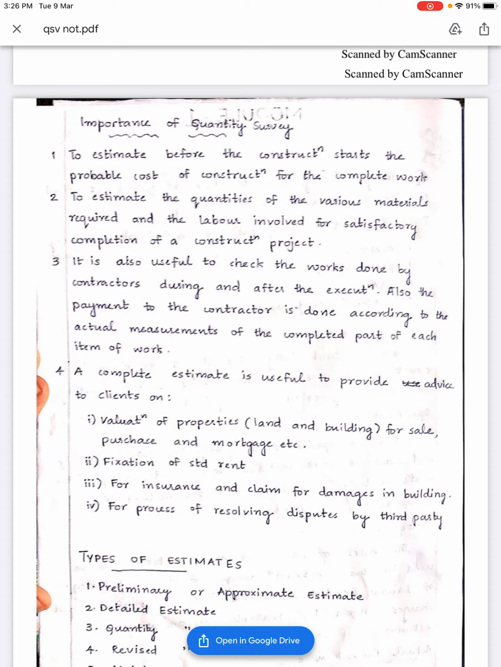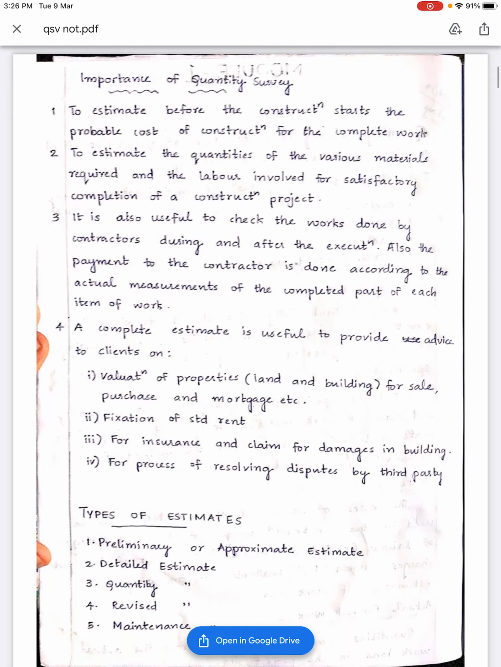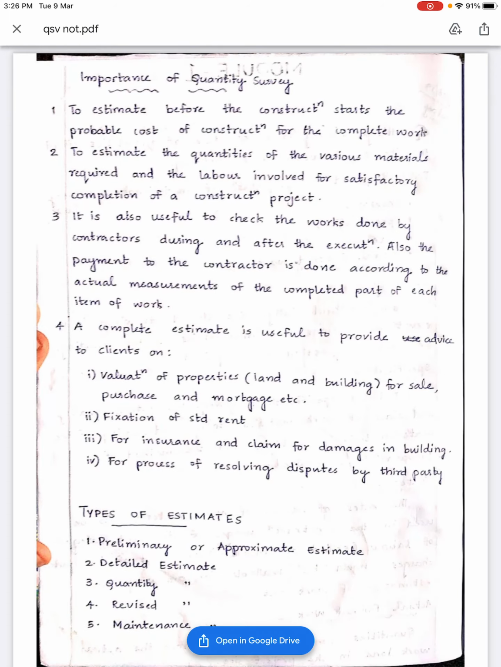It is also useful to check the work done by the contractors during and after the execution. Also, payment to the contractor is done according to the actual measurement of the completed part of each item. So it is used to check the work. We can check how much work has been done. So it is also a tool to check the completion of works.